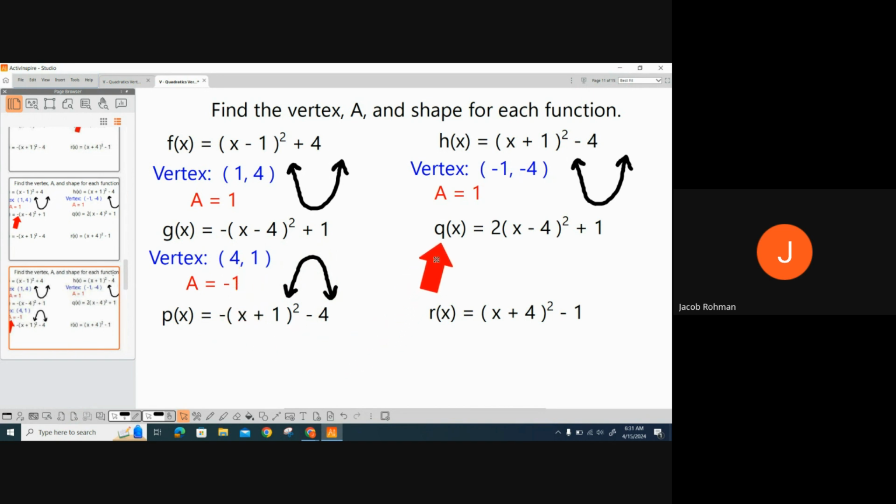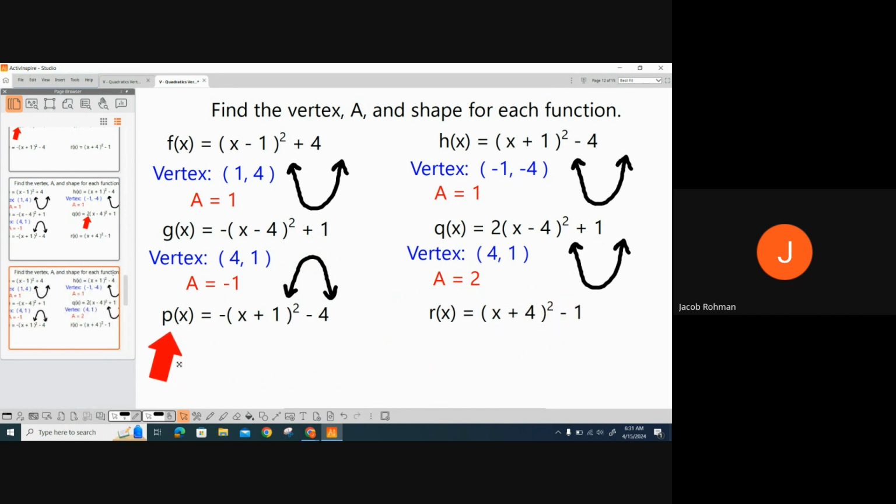Next, let's look at q of x. So q of x, we can see that the vertex, again, is going to be at (4, 1). We know that a is equal to 2, and since a is a positive number, it's greater than 0, then we know we're going to have an upward facing parabola. So here you can see all of that. So vertex is (4, 1), a is 2, upward facing parabola.